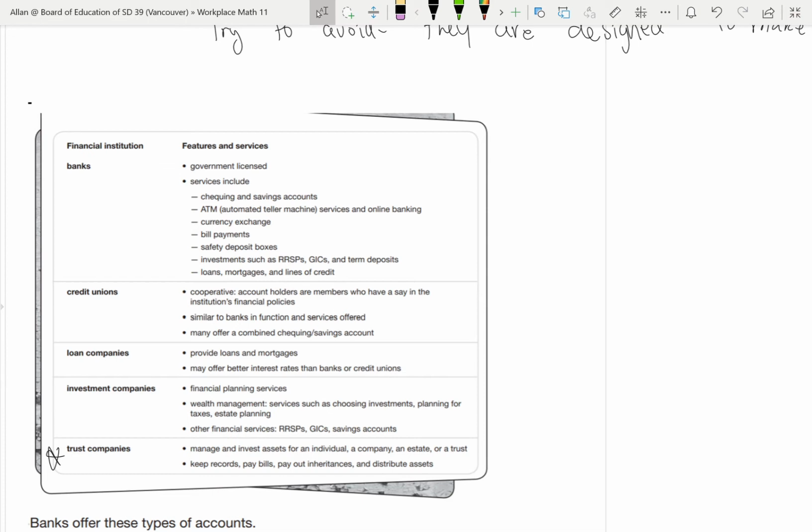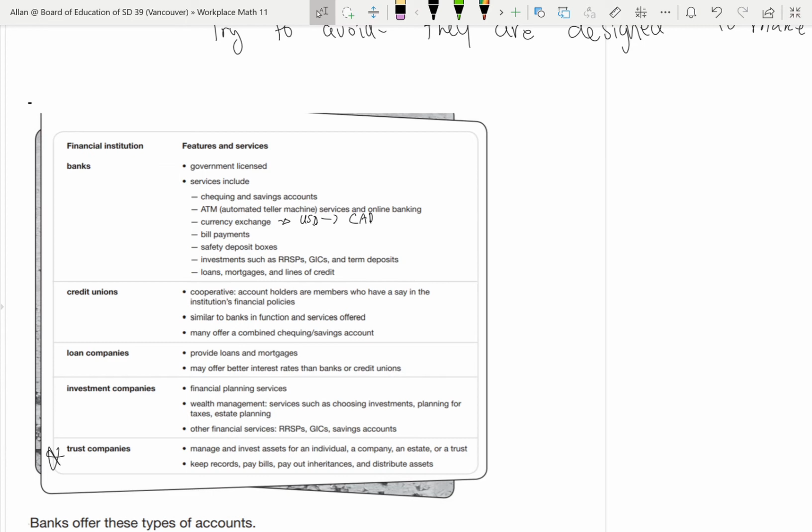Or going back up to the top, banks, they include things like checking and savings accounts, which we'll talk about in a bit, ATM machines or services, online banking, currency exchange. So this is something like US dollars to Canadian dollars or CAD. So if you want to go down to the States and you want a bunch of cash, they would be able to provide this sort of exchange.